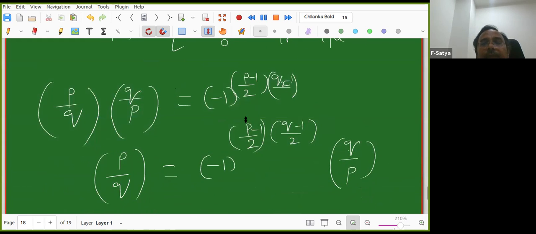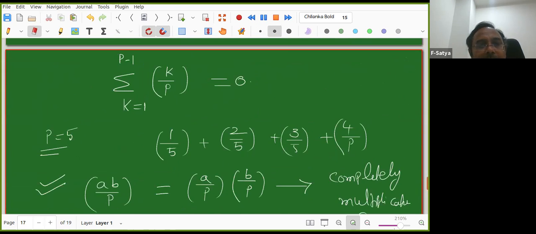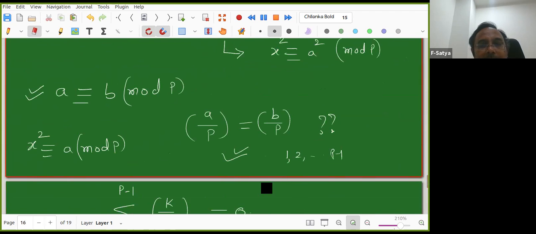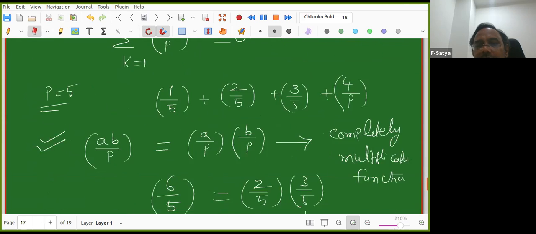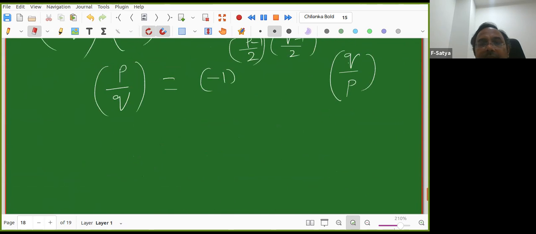Okay, good. So that is the advantage, right? Because you understood that if A is congruent to B mod P, then A by P equals B by P. We have done this. So then I'll just try to compute only that part. That is another beauty of this quadratic reciprocity law.